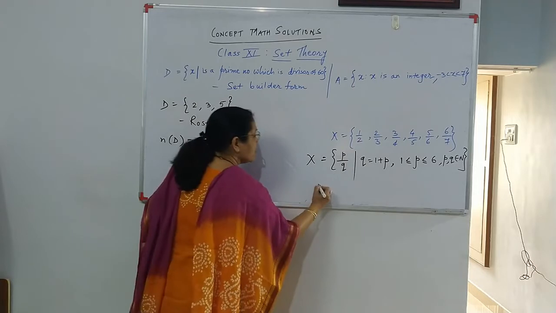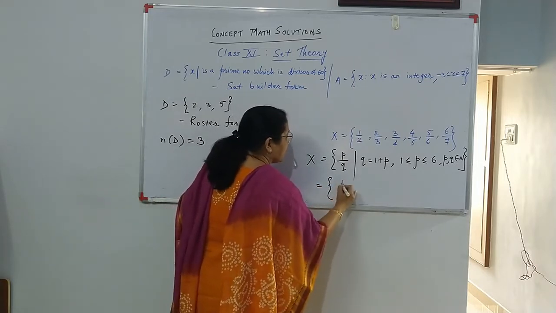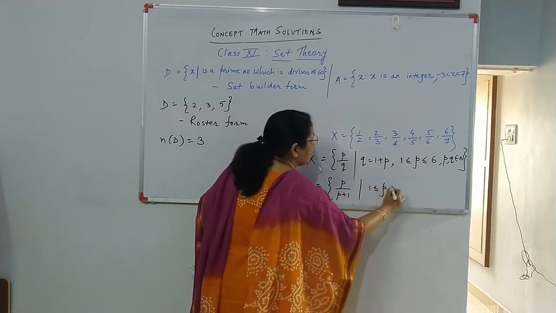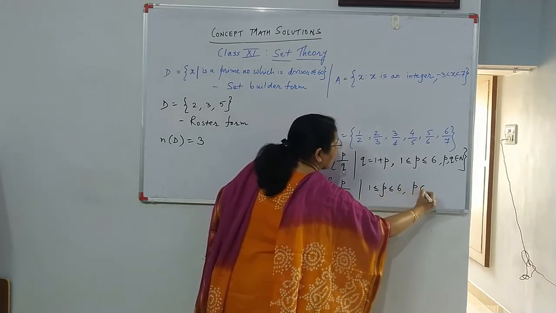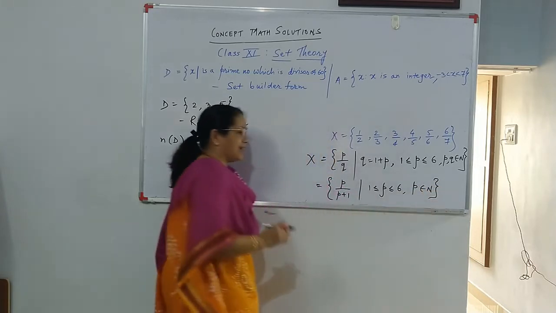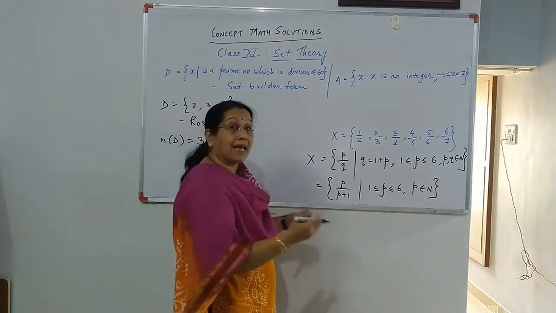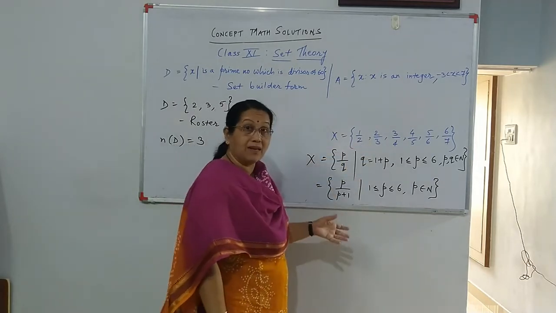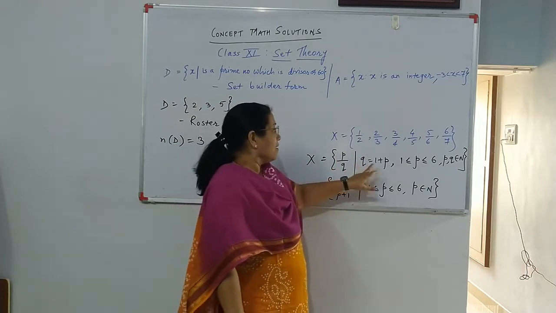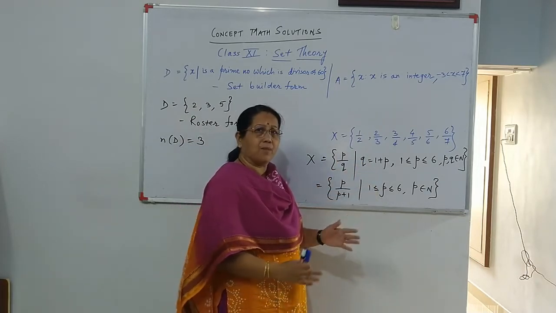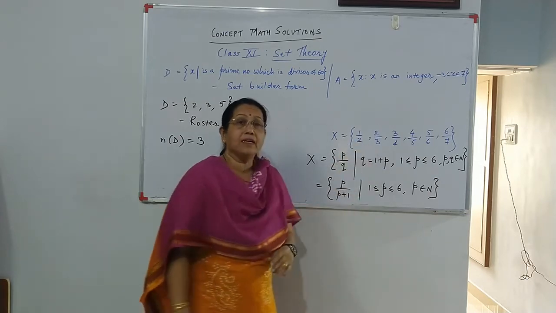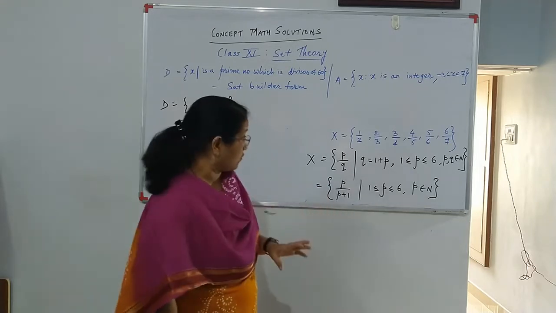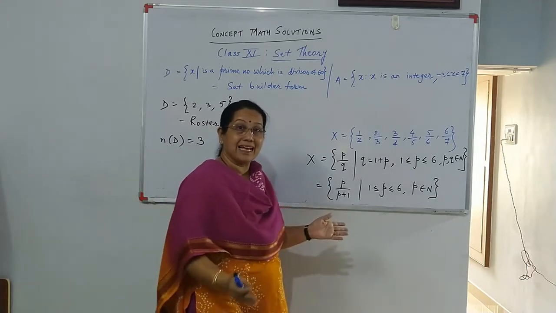Some of you may even write this as P by P plus 1 such that 1 less than or equal to P less than or equal to 6, P belongs to N. I skip Q and directly write P by P plus 1. You observe that the denominator is 1 more than the numerator and use that. Both forms are the same and both are fine. That is, we understand that a set can be written in set builder form or in roster form. Roster form means listing the elements.